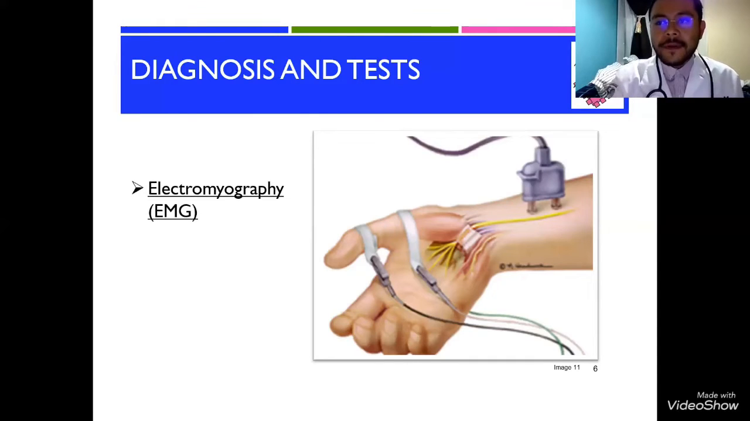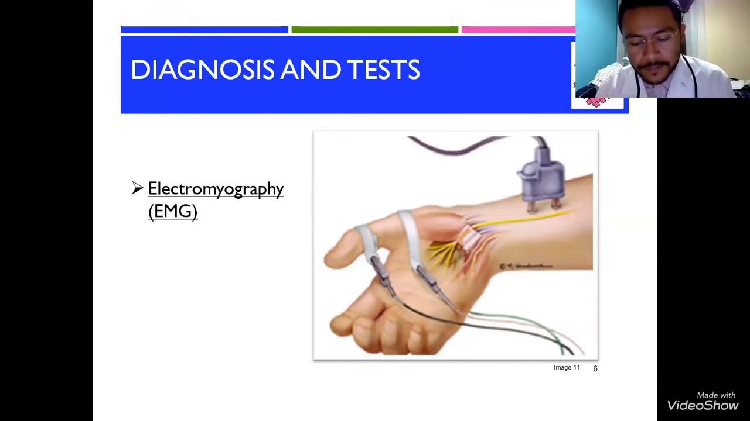Other laboratory tests include electromyography, as shown in this video, and this consists of observing nerve conduction studies. This test will help your doctor measure how well your median nerve is working and help determine whether there's too much pressure on the nerve. This test measures the signal traveling in the nerves of your hand and arm and can detect when a nerve is not conducting its signal effectively.